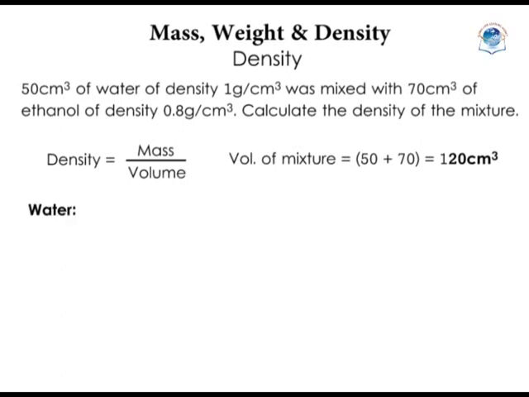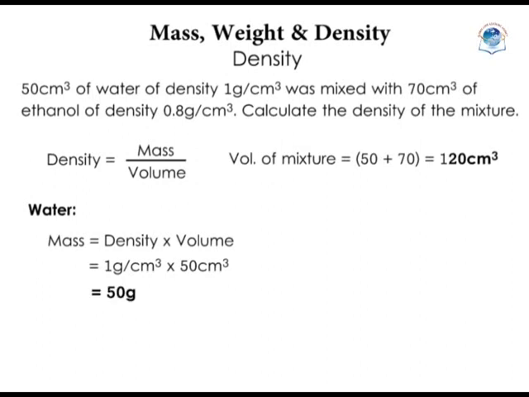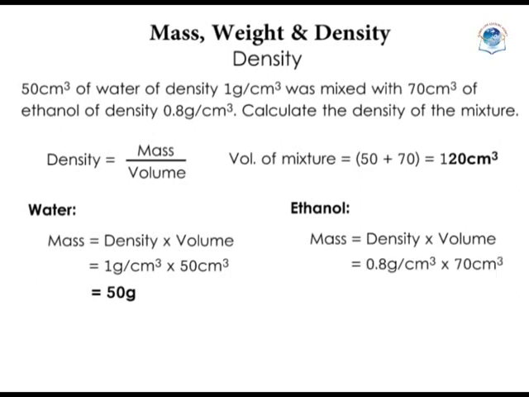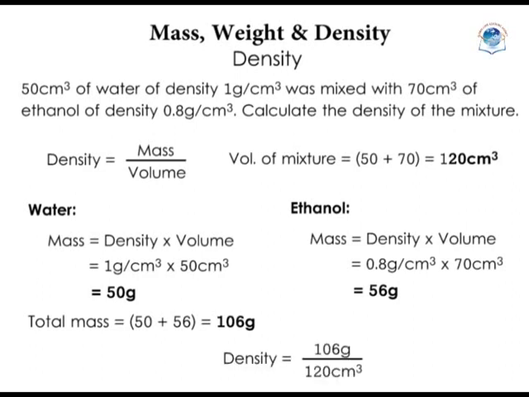For water, density is mass over volume, and so mass is equal to density times volume, 1 times 50, giving us 50 grams. For ethanol, mass is equal to density times volume, that is 0.8 times 70, giving us 56 grams. So total mass is 50 plus 56, giving us 106 grams. Total volume is 120, and so density is equal to 106 over 120, giving us 0.883 grams per cubic centimeter.